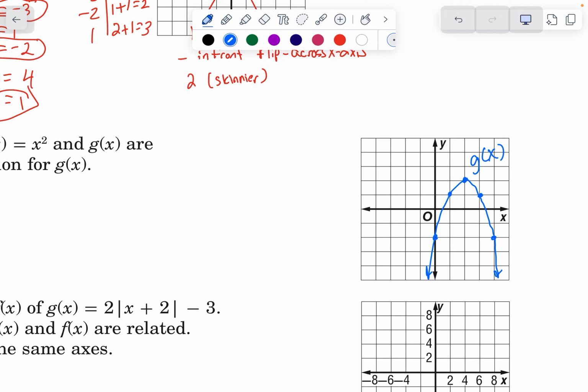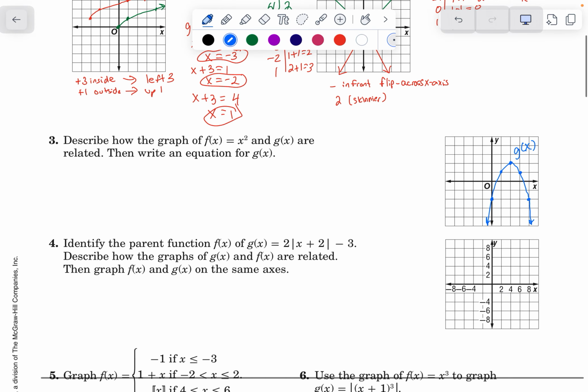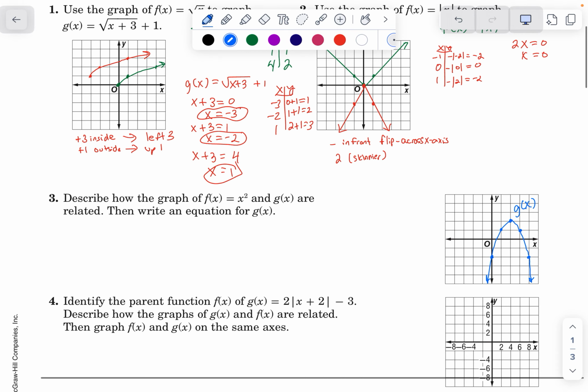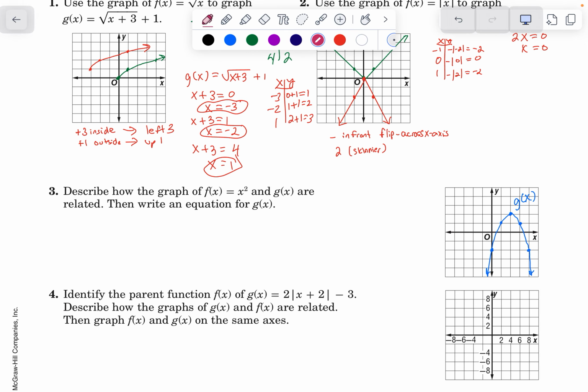Okay, let's read the instructions. It says, describe how the graph of f of x equals x squared and g of x are related, then write an equation for g of x. Okay, so let's think about the fact that our x squared function, I'm going to do in purple, looks like this. Okay, so that's our parent function.